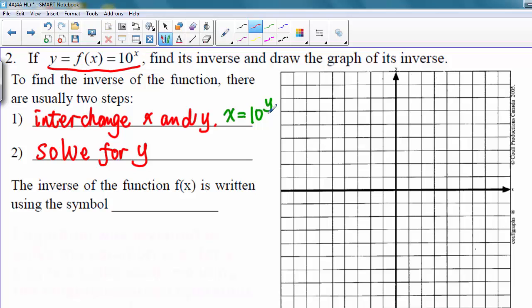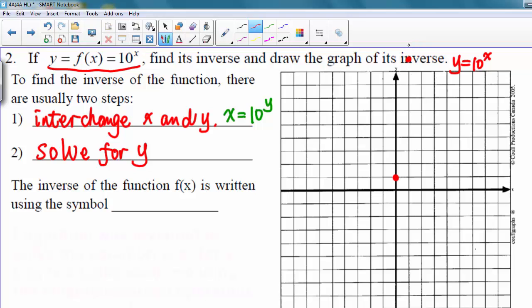But before we find the y in terms of x, let's look at the graphs of the original function and its inverse first. We all can graph this original function already. Let's say I want to use the red color to graph this original function. So you can use some points to help you. For example, when x is 0, y is 1. When x is 1, y is 10. Okay, it's maybe beyond the grids, but that's fine.